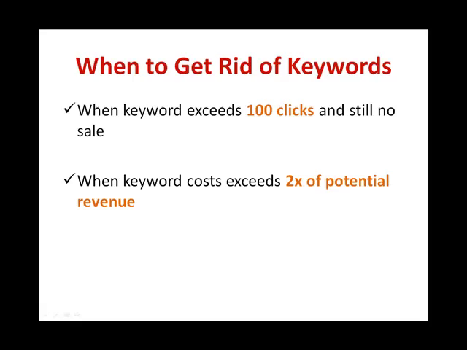When it comes to keywords, it is important to know when to get rid of particular keywords from your campaign. This is to avoid continuous spending on keywords that do not result in profits or positive return of investment. There are only two rules to this measure. When your keyword exceeds 100 clicks and not a single sale has been made, then you should get rid of it. When your keyword cost exceeds 2 times the potential revenue of the product, then you should also get rid of it. This makes it important to constantly check your AdWords account and monitor the stats of your keywords, especially at the beginning of your campaign.